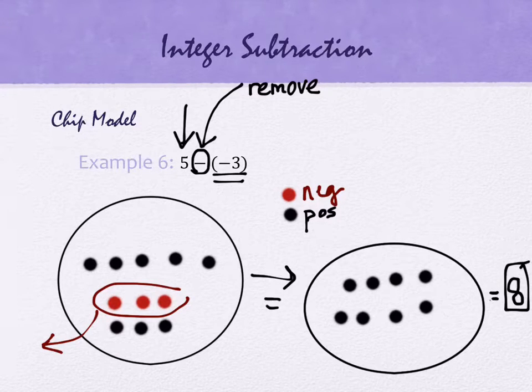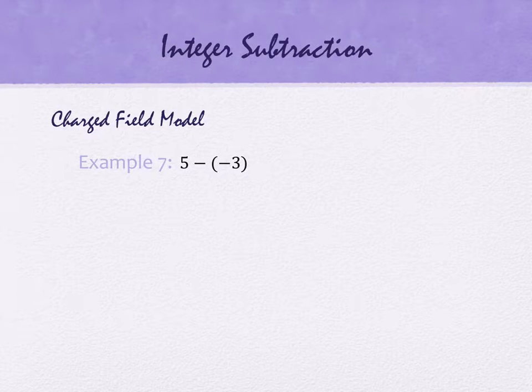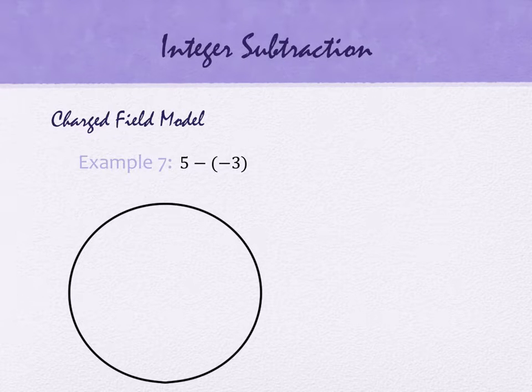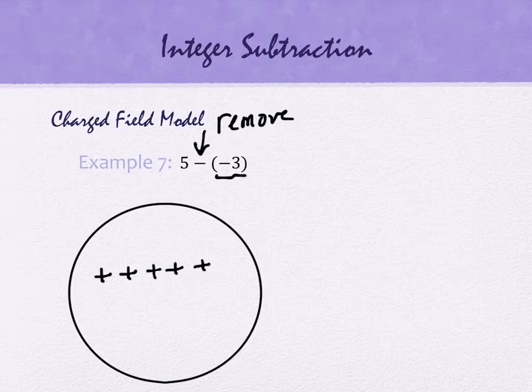Right? 0 pairs. We're going to try that 0 pairs model again. We're going to do it with charged fields. Of course, just like before, it works the same way. We don't need to worry about colors on this model. But I started out with 5 positives. Do you remember that? And this step right here says that I'm supposed to remove what? 3 negatives.